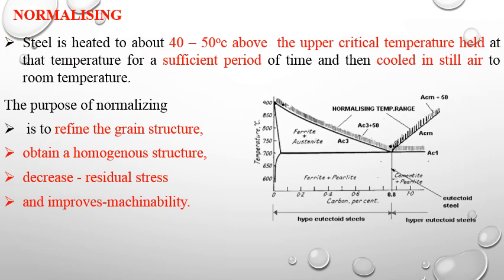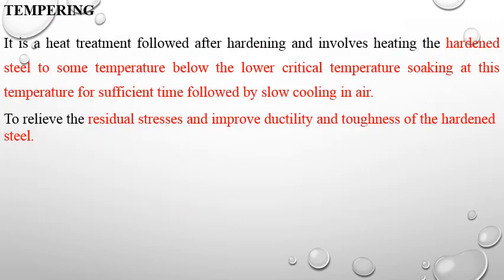Next, normalizing. The steel is heated to about 40 to 50 degrees above the upper critical temperature and held for a sufficient period of time. The purpose is to refine the grain structure to obtain a homogeneous structure, decrease residual stress, and improve machinability.